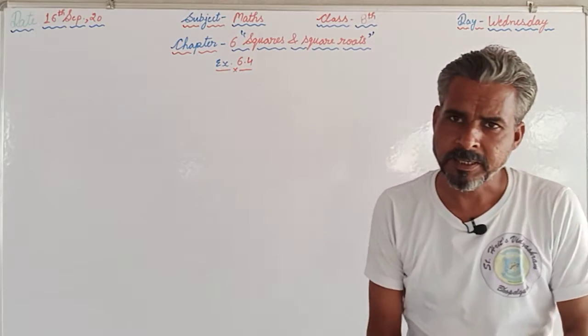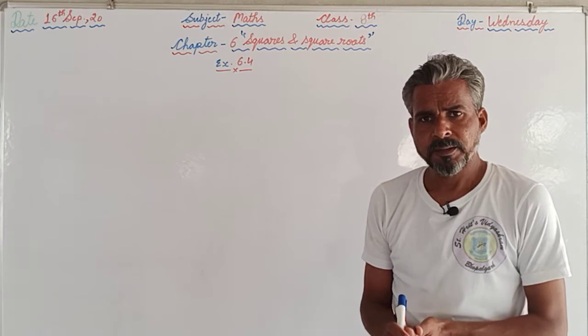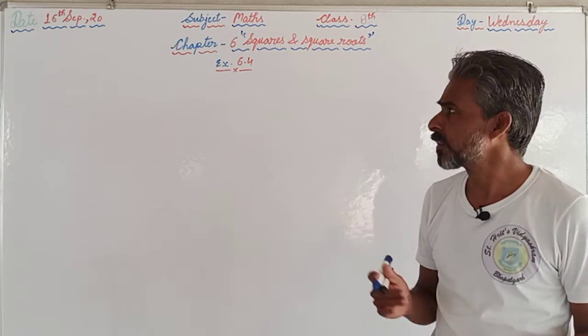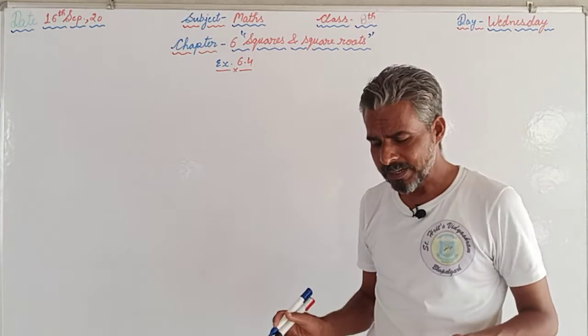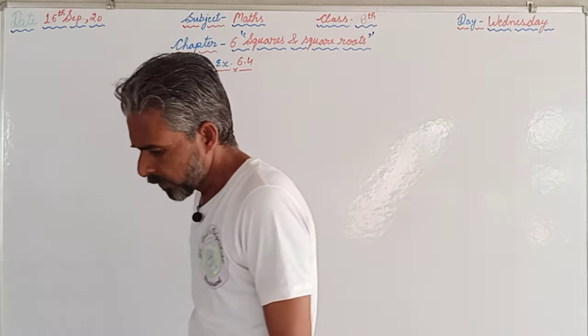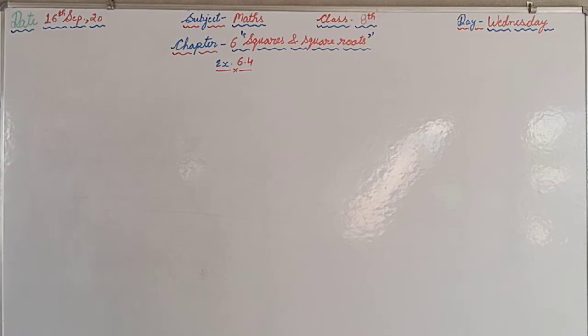This video is for class 8th and the subject is maths, and we are continuing the same chapter, chapter number 6, and the name of the chapter is squares and square roots. So we have started the exercise 6.4 and we have completed the questions up to question number 6. So today we will start with question number 7.